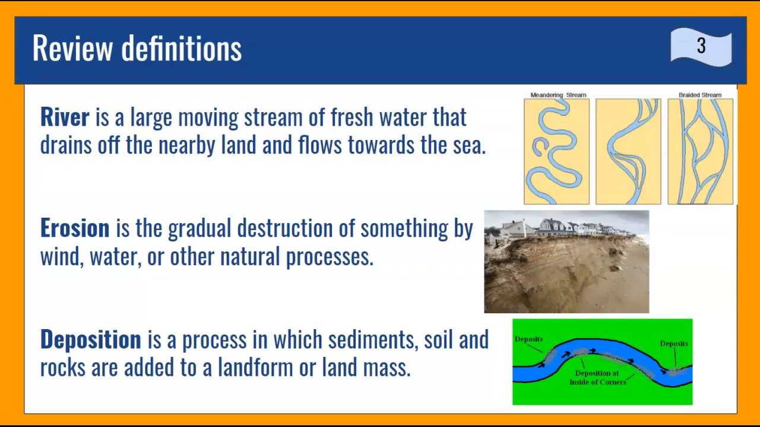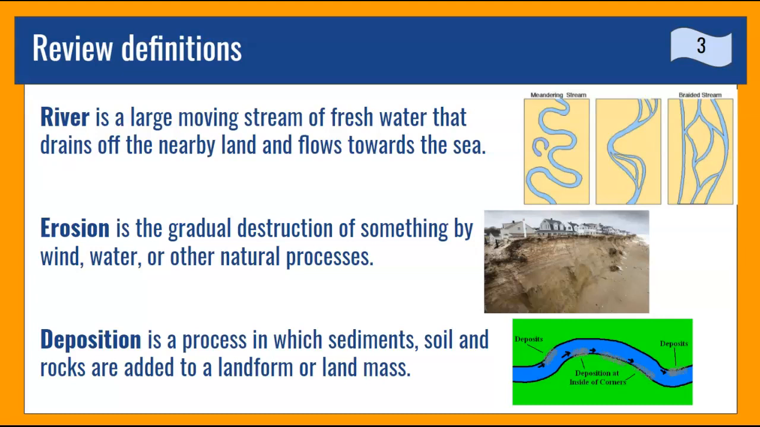Okay, so some definitions. You'll see 3 pictures of rivers there. Even though they're labeled streams, streams are smaller versions of rivers. Rivers are large moving streams of fresh water that drain off the nearby land and flow towards the sea. So they can be meandering or curving. They could be straight and kind of branch out into tributaries, or they could be braided, where it looks like several streams are kind of flowing in and out of each other.